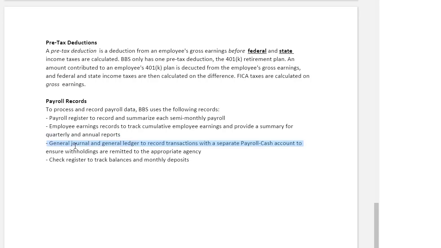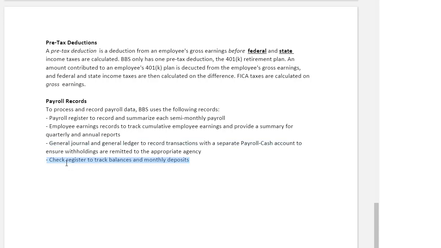And general journal and general ledger will be used, of course, to record transactions. And a separate payroll cash account will be used to ensure withholdings are remitted to the appropriate agency. So like most companies, this company has a separate payroll cash account. Anything related to payroll will need to be transferred over from the regular cash account to the payroll cash account, and then the payroll items will be paid from payroll cash. And the step-by-step instructions will tell you when to transfer money over to the payroll cash account.